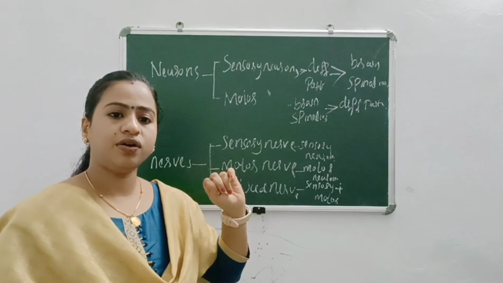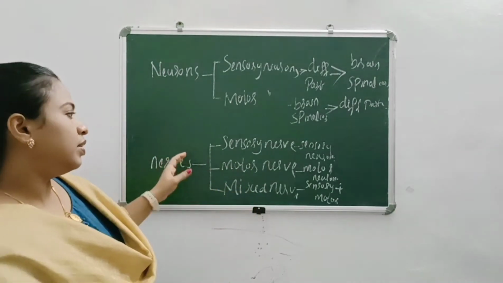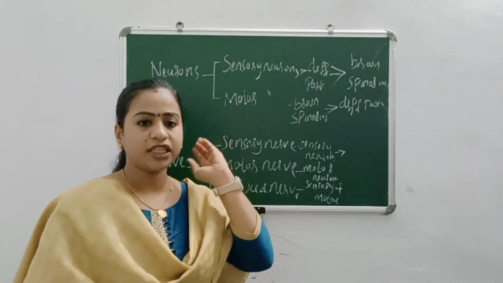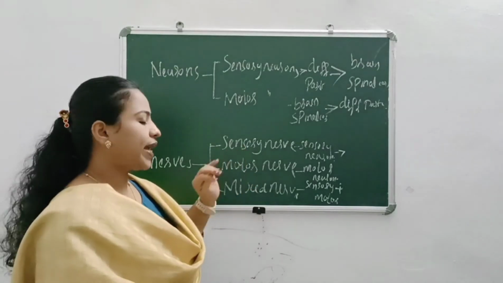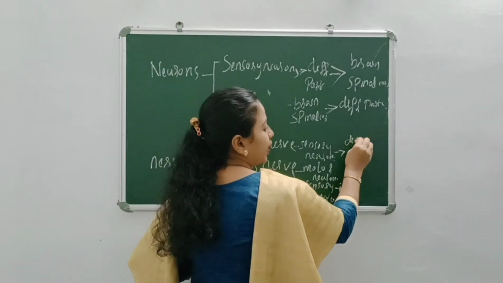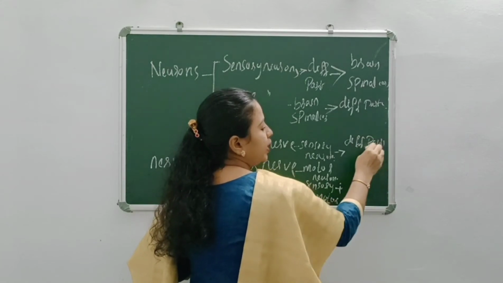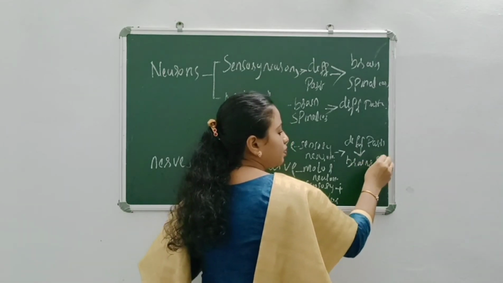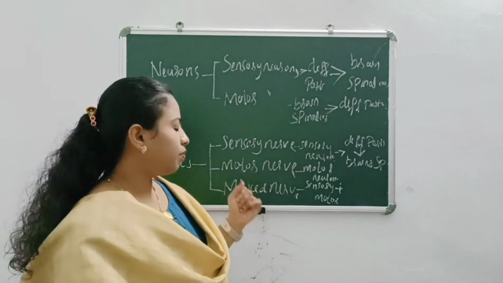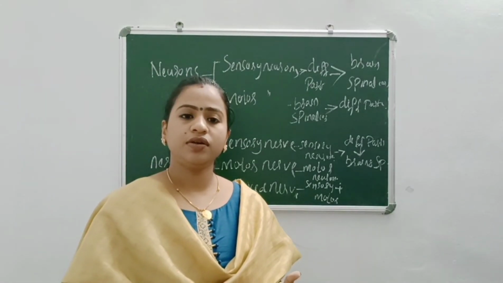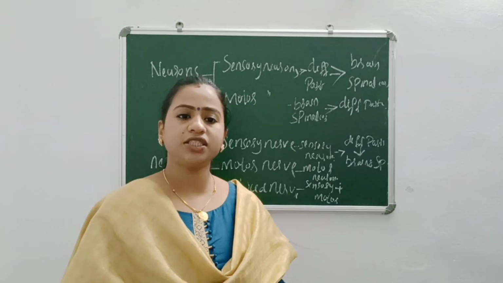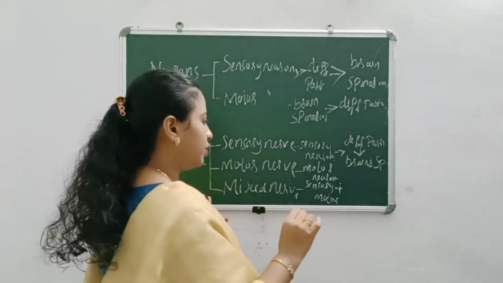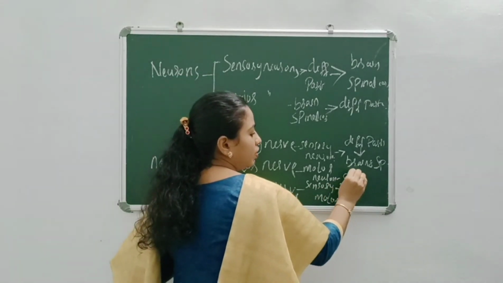First one is sensory nerve. Their function, they carry impulses from different parts of the body to the brain and spinal cord. The next one is motor nerve. Motor nerve, what is their function? They carry impulses from the brain and spinal cord to different parts of the body.